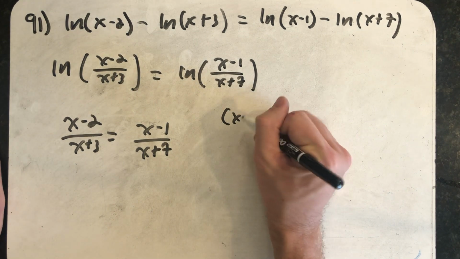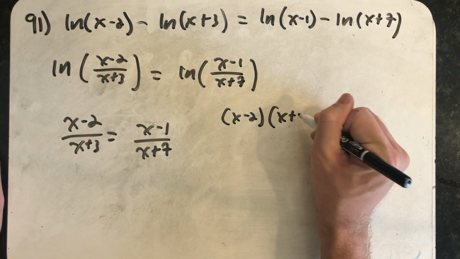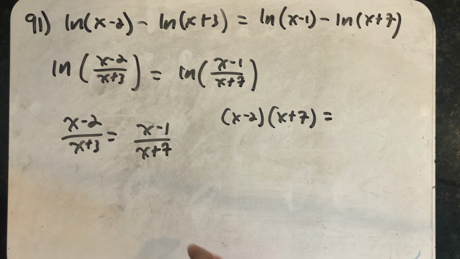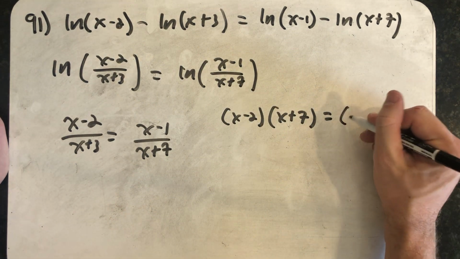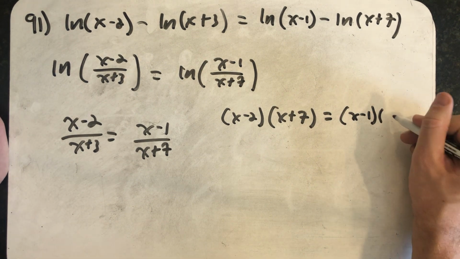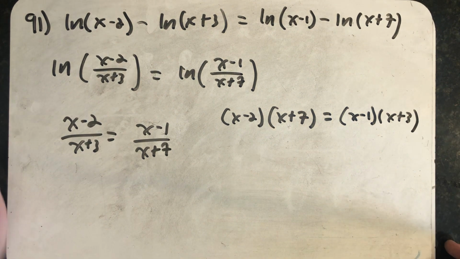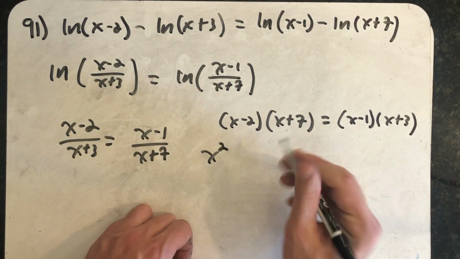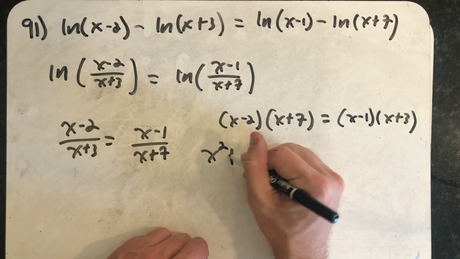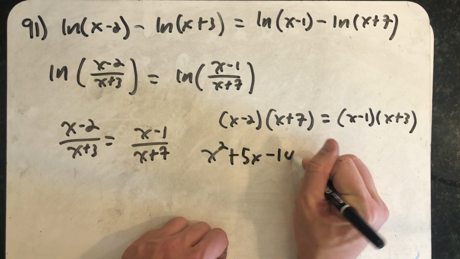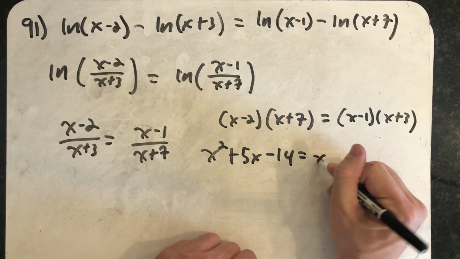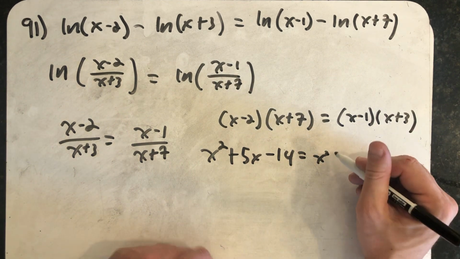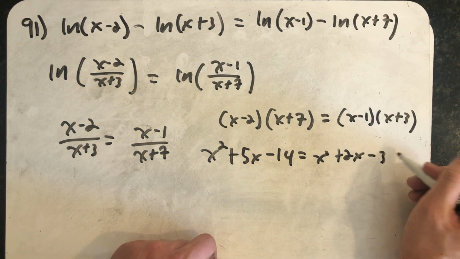And again, we can solve this by rewriting it as if we've cleared the equation of fractions. And again, that can be thought of as cross multiplication. All right, so let's distribute on both sides. See, a 7x minus a 2x, I get a plus 5x minus 14. On this side, I get an x squared plus 3x minus 1x, so plus 2x minus 3.